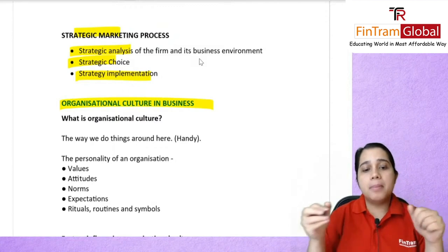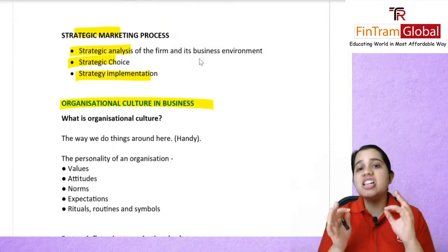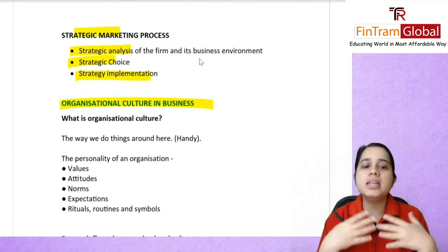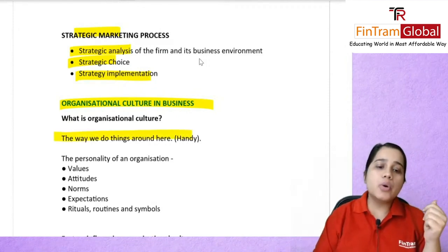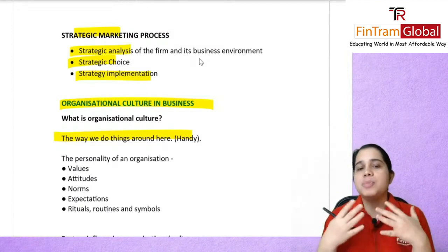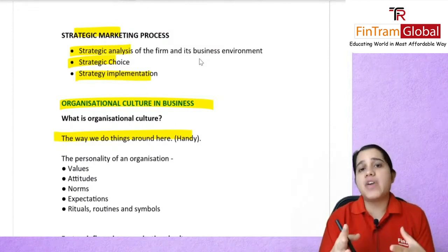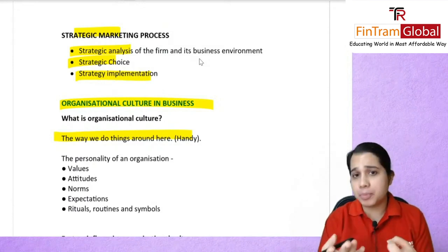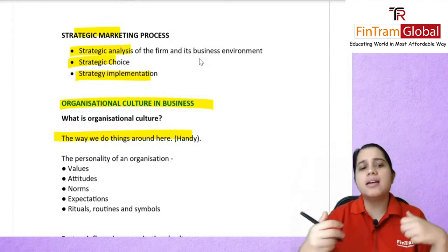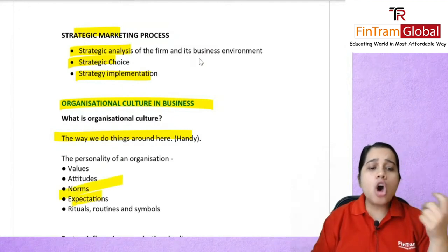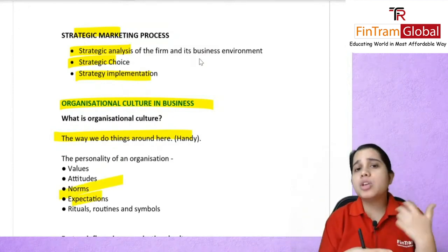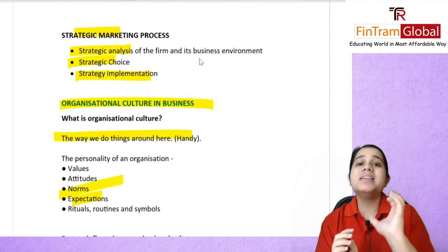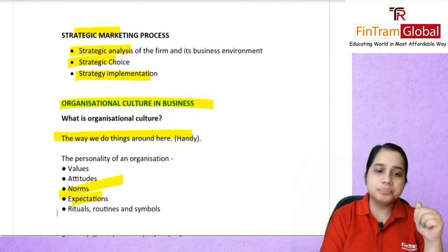Next, we'll be talking about organizational culture in business. As Handy said, organizational culture is basically the way we do things around here. Any organization's personality is going to depend on various factors. What were the factors? The values, the attitudes, the beliefs that people have, the assumptions, the expectations, the norms, the routines, the rituals, the symbols. All of these can impact the personality of your organization.